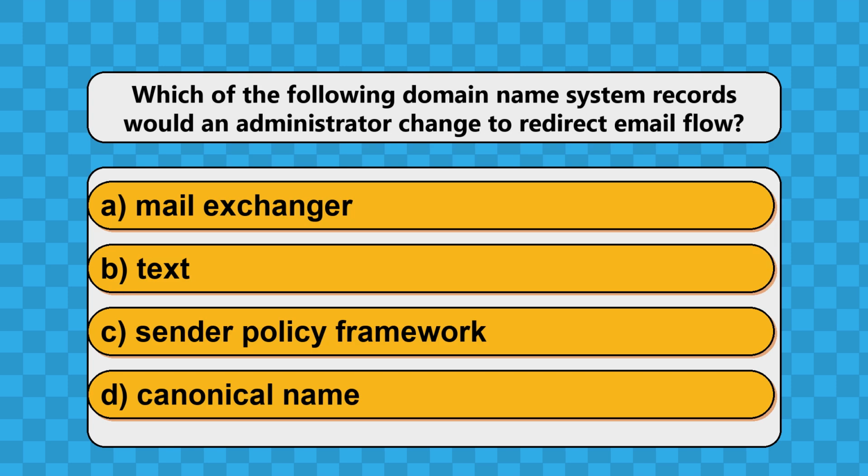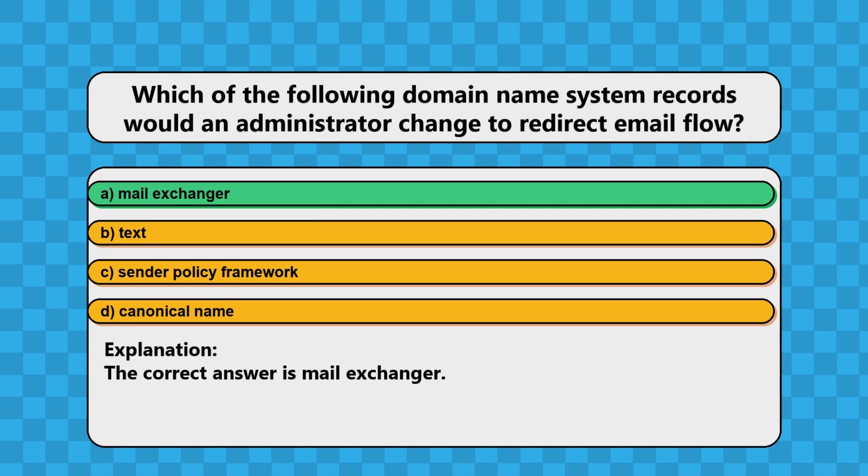Question 8. Which of the following domain name system records would an administrator change to redirect email flow? Option A, mail exchanger. Option B, text. Option C, sender policy framework. Option D, canonical name. The correct answer is option A, mail exchanger.